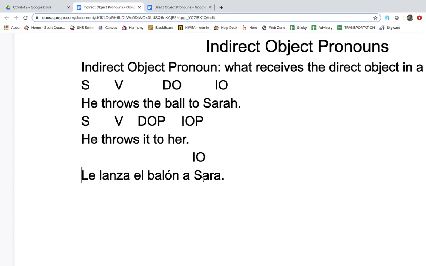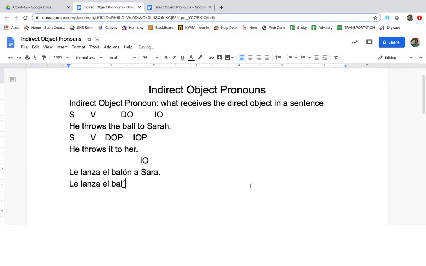Did you catch it? All right, so if we were to write this sentence even shorter, we could leave Sara out completely. The only reason we would need to put Sara in there is if we don't have a context, if we don't know who we are talking about. But if I already know that we're talking about Sara, I don't need to keep saying her name over and over again.